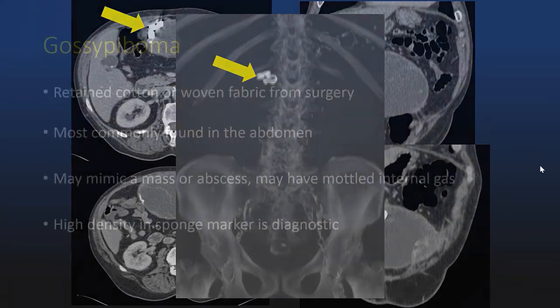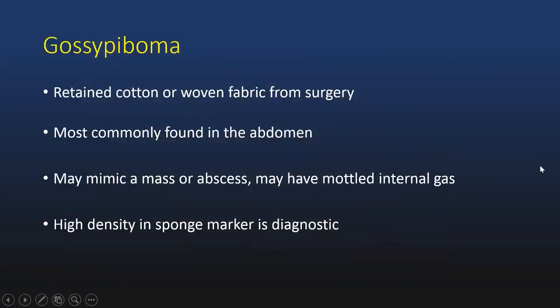retained sponge or Gossypiboma. Most Gossypibomas are found in the abdomen, perhaps because that's the largest potential space for them to be lost. It may mimic a mass or an abscess, and in the acute setting may have mottled internal gas, but really observing this high-density sponge marker is diagnostic for this process, and important for radiologists to make that observation.